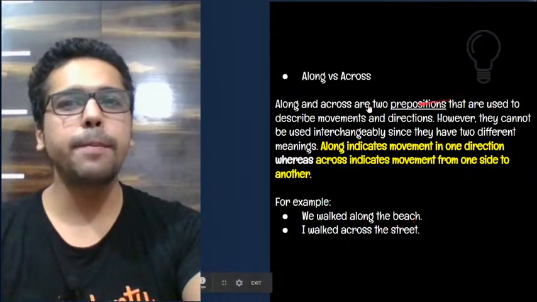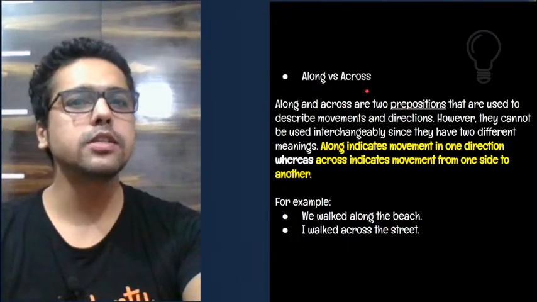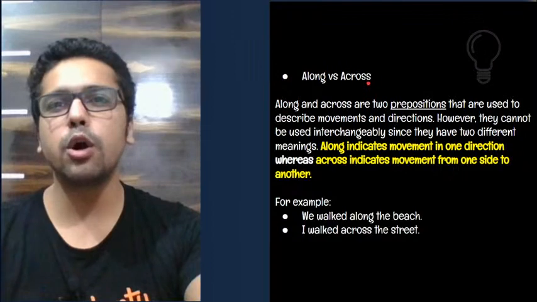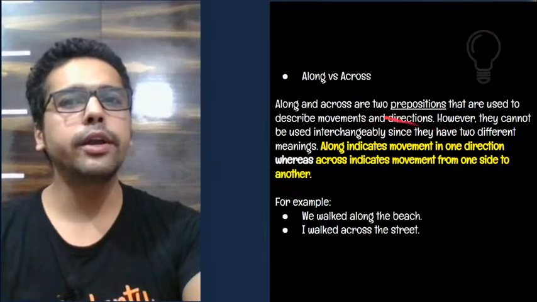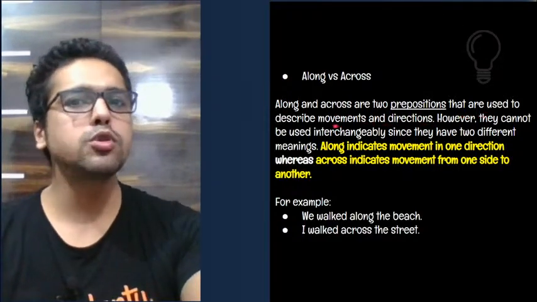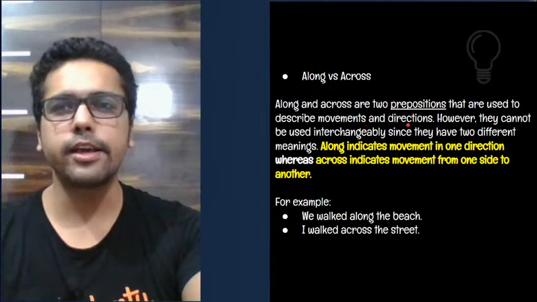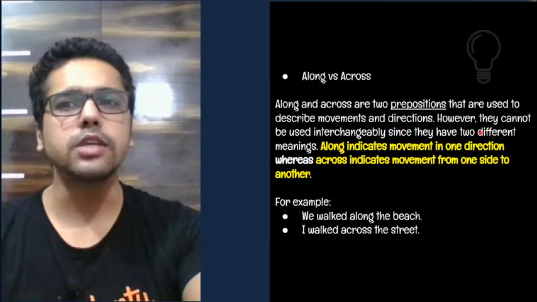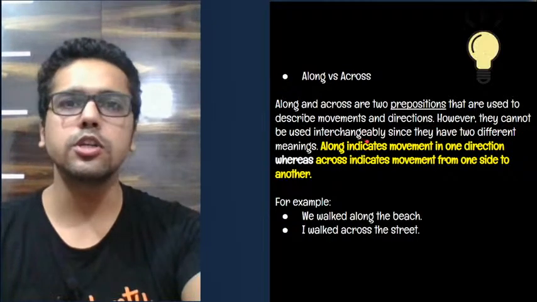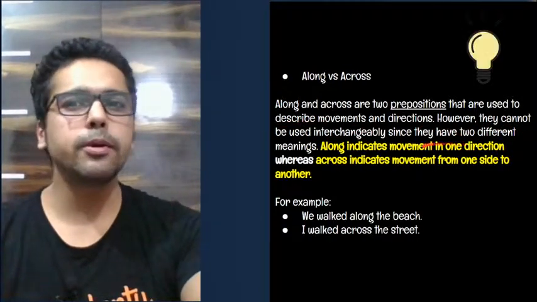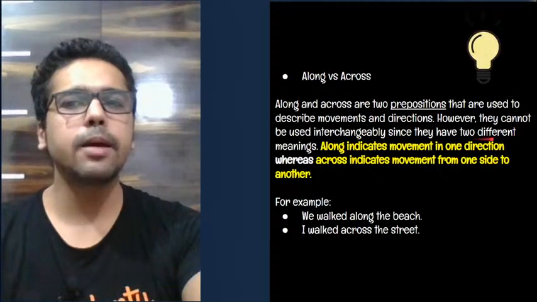The second confusing pair of prepositions is along versus across. There's this confusion between along versus across. Look at this here. Along and across are two prepositions that are used to describe movements and directions. Both are used for movements and directions, right? However, they cannot be used interchangeably, because they have completely different meanings.